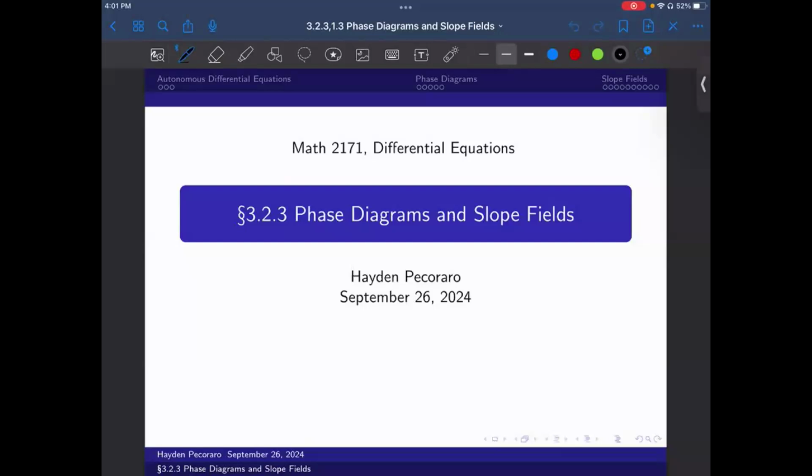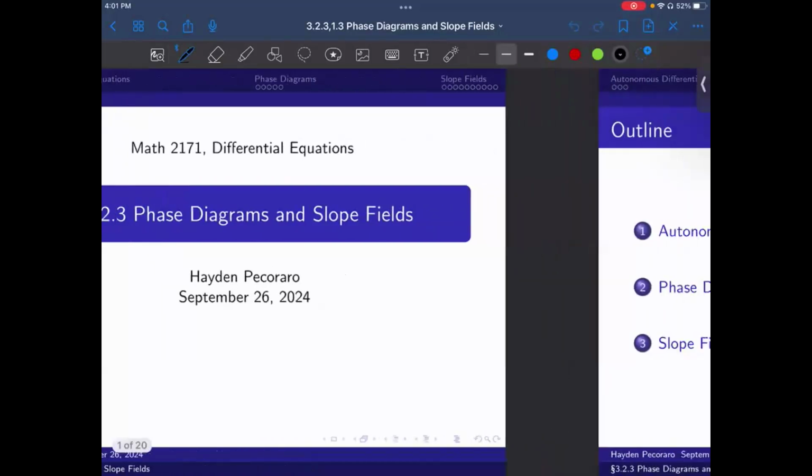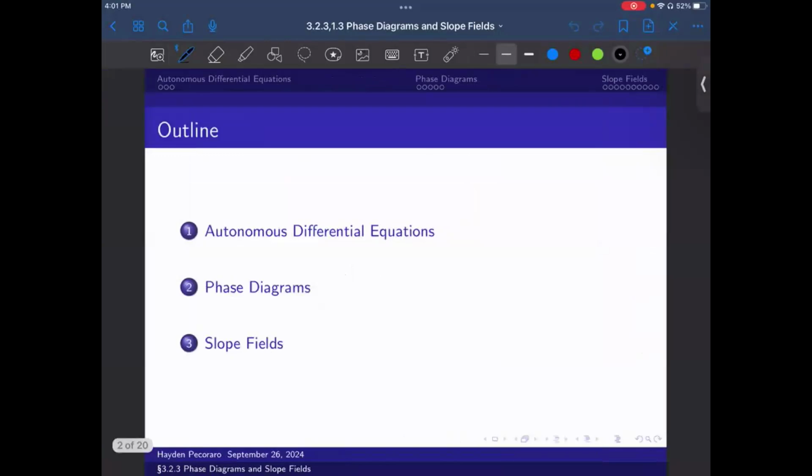Okay, so it's 4 o'clock and I'm going to go ahead and get started. So we're talking about phase diagrams and slope fields today. These are something that we already saw in the last class, but there's a little bit more that we can say about them.